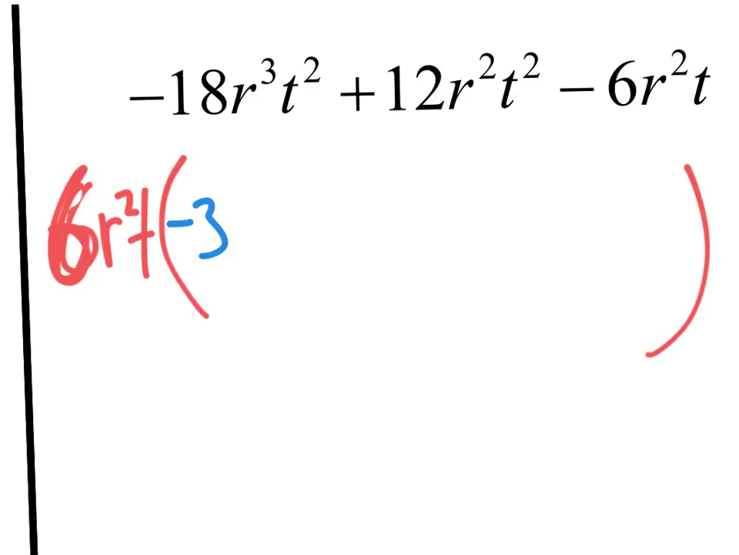Negative 3. And then how about R squared times what will get you R to the third? R, that's right. And then last but not least, T times what gets you a T squared? T. So your first term is really negative 3RT. The next one will be 6 times what gets you a plus 12? Plus 2, so put positive 2.